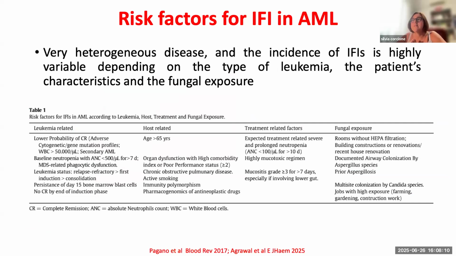AML is a very heterogeneous disease, and the incidence of invasive fungal disease in this population is related to different risk factors that we can classify as leukemia-related, host-related, and treatment-related risk factors, especially prolonged neutropenia and mucositis, and also fungal exposure. We have to consider, especially for Aspergillus, that recent house renovation or building construction are risk factors for pulmonary aspergillosis. So we can stratify patients with acute myeloid leukemia according to these four risk factors: leukemia, host characteristics, treatment-related factors, and fungal exposure.